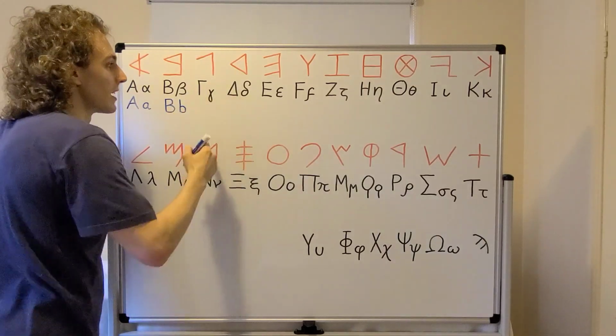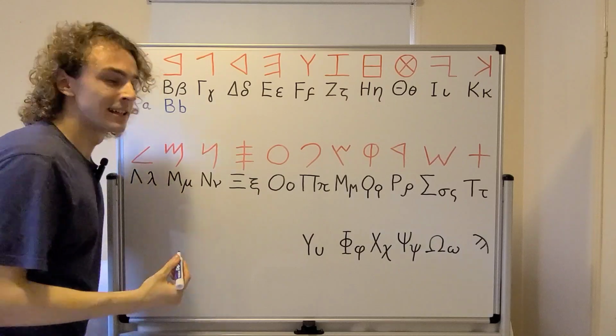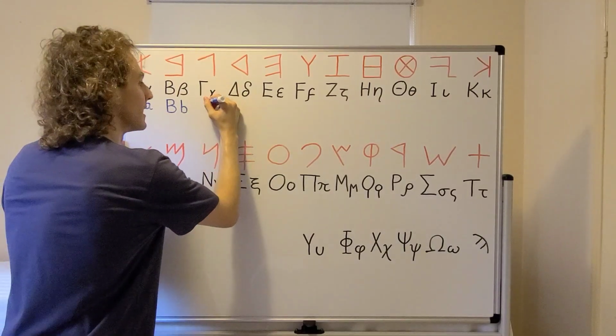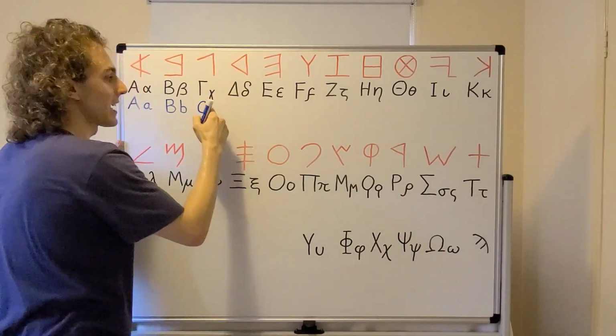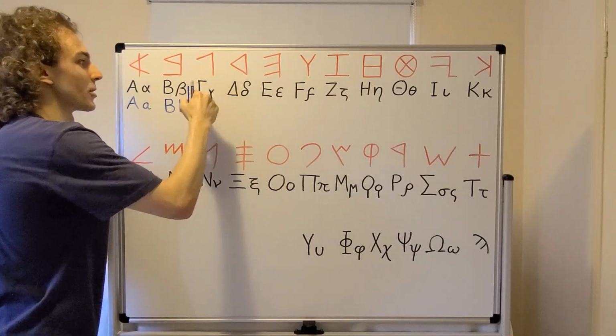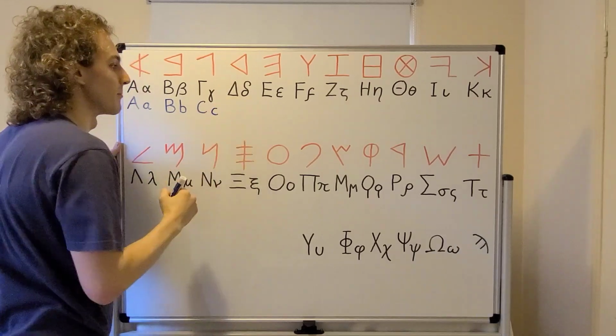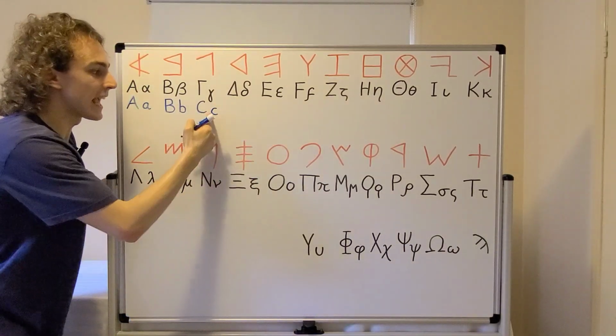Then we have gamma. Gamma corresponds to the Latin K. K is English C. So you see that the capital is a bit different. So here we have a curve, and over here we have a perpendicular angle. So this is capital C and lowercase c. And in Latin, this will be pronounced K.